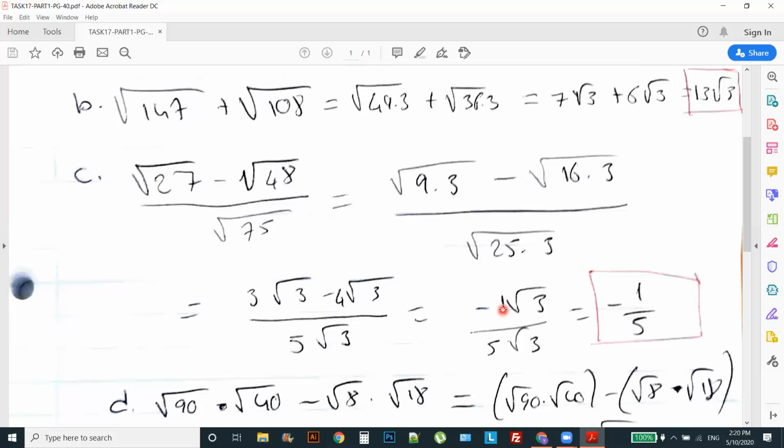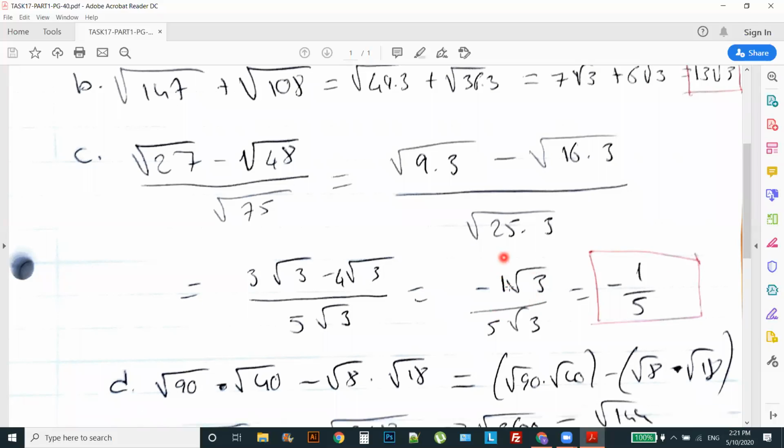So it's going to be negative 1 root 3, because, guys, remember this 1 will be multiplied with this root 3. So negative 1 times root 3 will be negative root 3. But I'm going to write this number so that you can see what is happening.